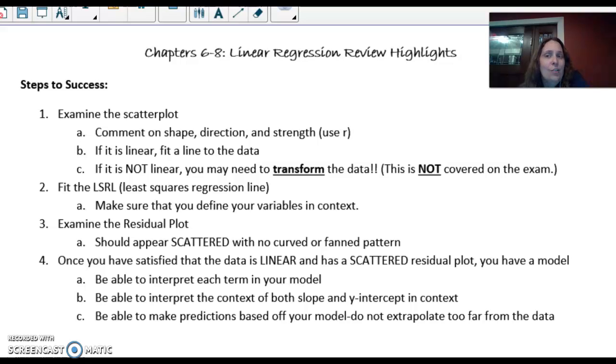I'm guessing that on this year's exam, you will not actually be asked to create a plot of your own, but instead they will give you a plot. I'm going to give you an example in a moment.